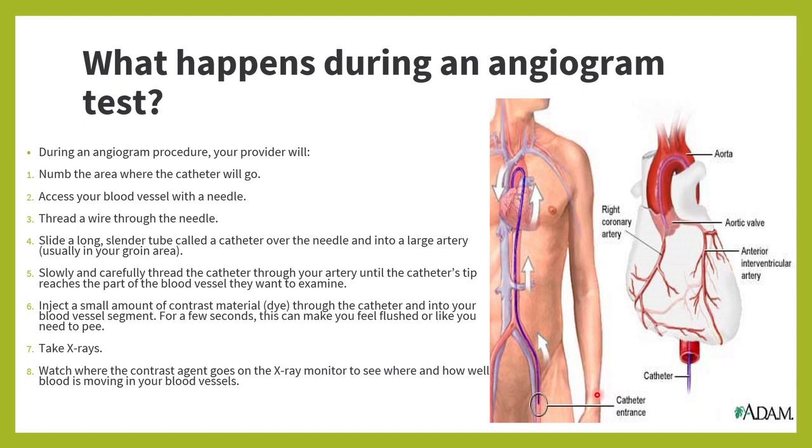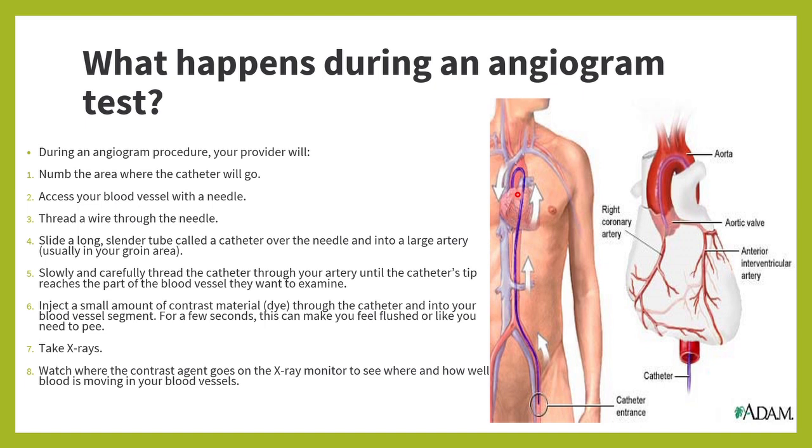Then they will access your blood vessel here, and they will put a needle into the blood vessel. They will slide a long and slender tube called a catheter over the needle into a large artery. Usually the groin is selected, and the catheter will move slowly and carefully. They thread the catheter through your artery until the catheter tip reaches the part of the blood vessel which they want to examine. Till there, they will guide it.